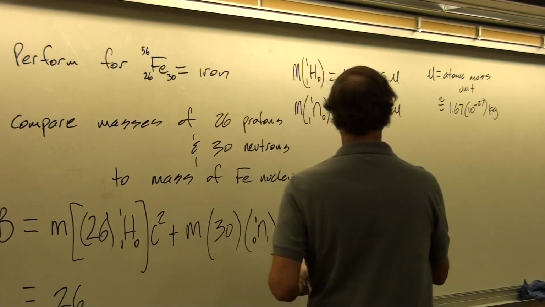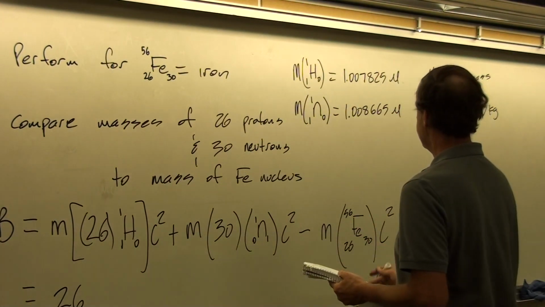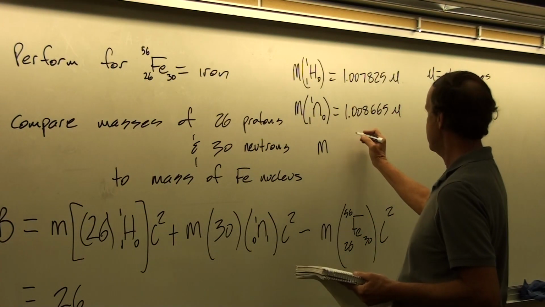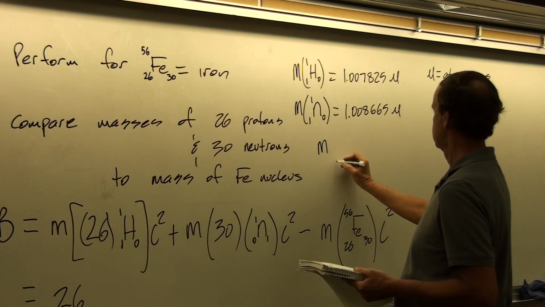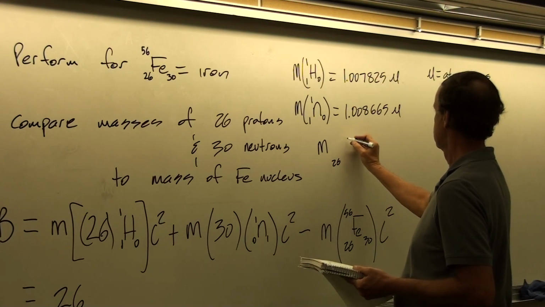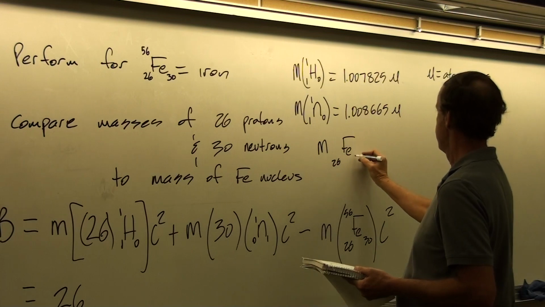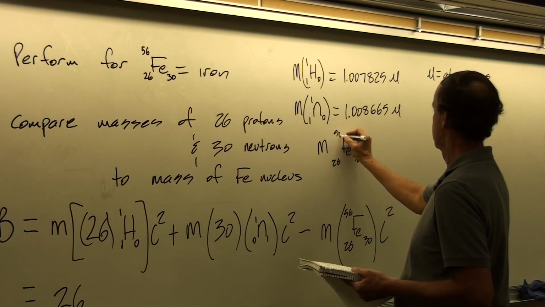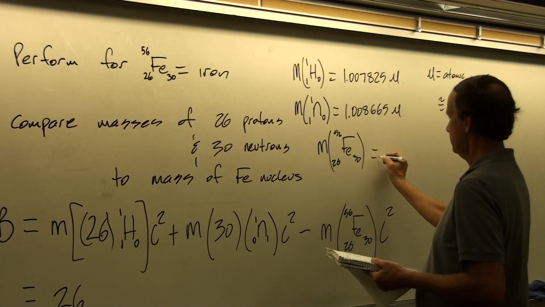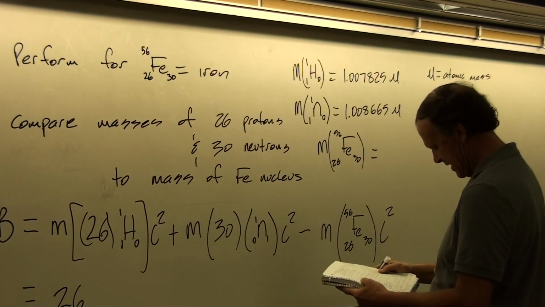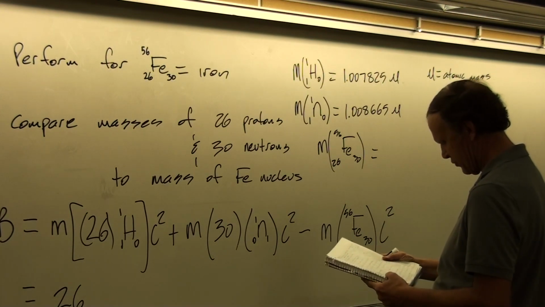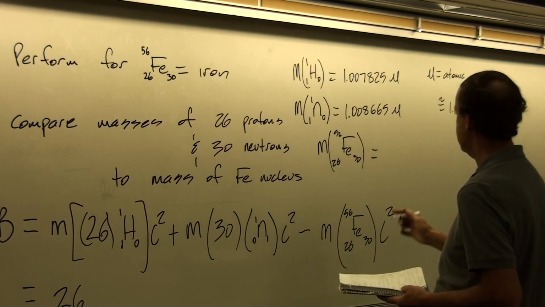And then the value for the mass of the iron nucleus, and that is equal to 55.93493.